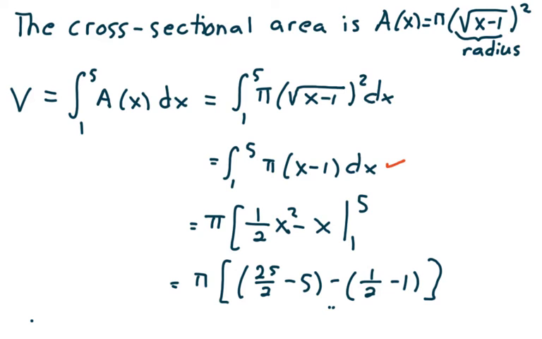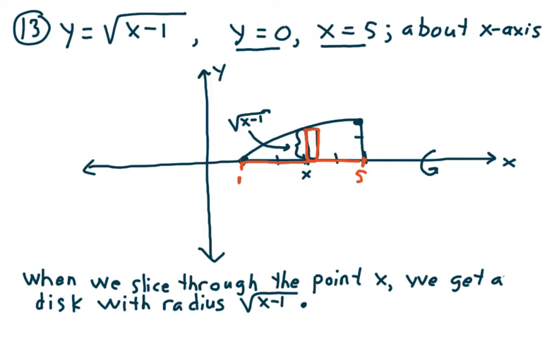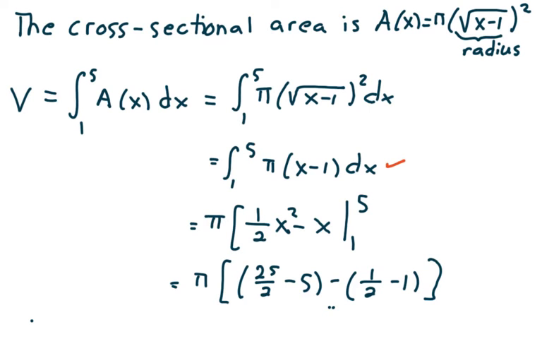So the volume is the integral from 1 to 5. And you may notice we're starting at x equals 1, and we're ending at 5. So those are my limits of integration. So we're taking the integral from 1 to 5 of A of x dx, which is the integral from 1 to 5 of pi times (the square root of x minus 1) to the second dx. But (square root of x minus 1) to the second is x minus 1. So we have the integral from 1 to 5 of pi times (x minus 1) dx.